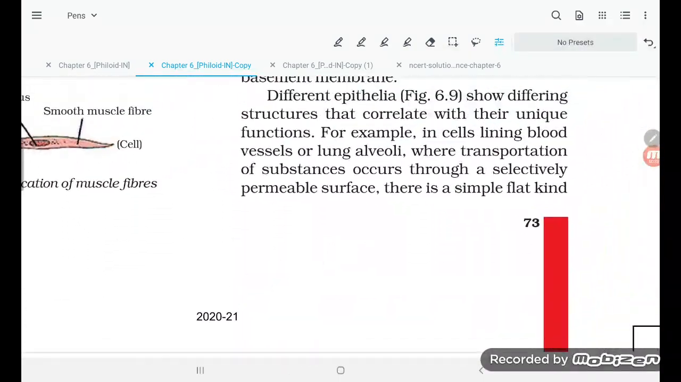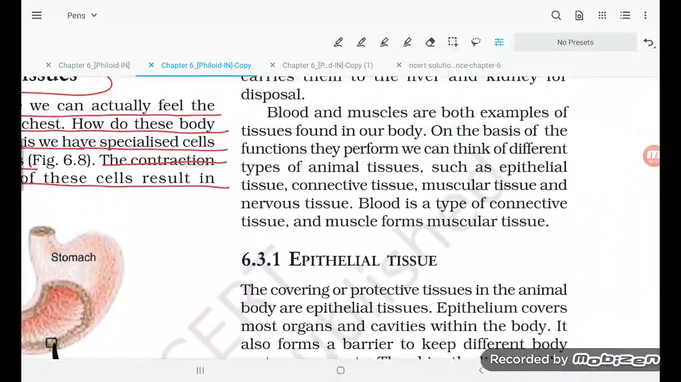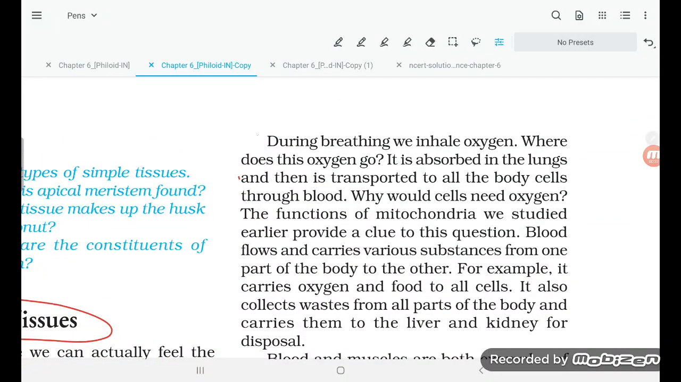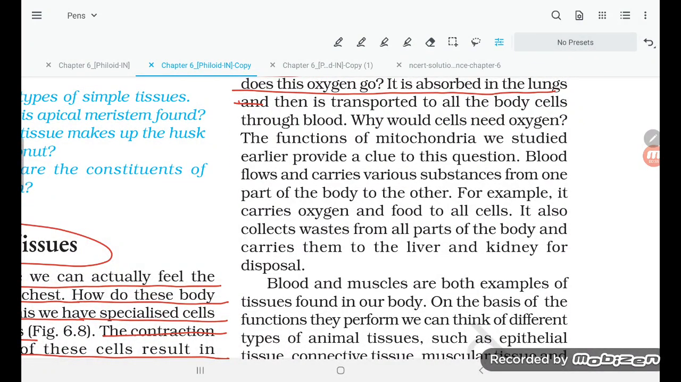Now, during breathing, we inhale oxygen. Where does this oxygen go? It is absorbed in the lungs and then it is transported to all the body cells through the blood. Why would cells need oxygen? The functions of mitochondria we studied earlier provide a clue to these questions.